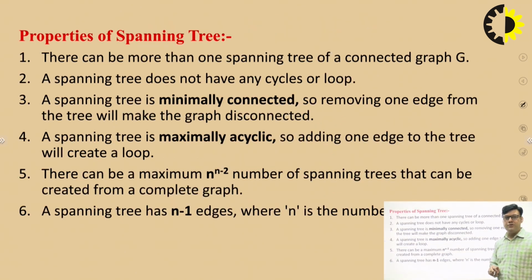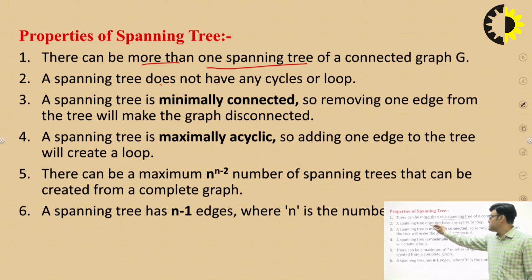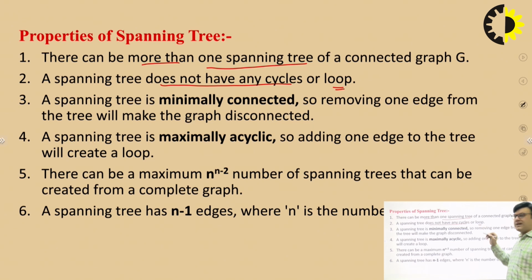Now, properties of a spanning tree. As we have seen, there can be more than one spanning tree. Number 1, the first property is that it exists for any connected graph. Number 2, a spanning tree does not have any cycle, that we have also seen. A cycle, or we can say a loop. No loop should be there. Number 3, a spanning tree is minimally connected. So removing one edge from the tree will make the graph disconnected.